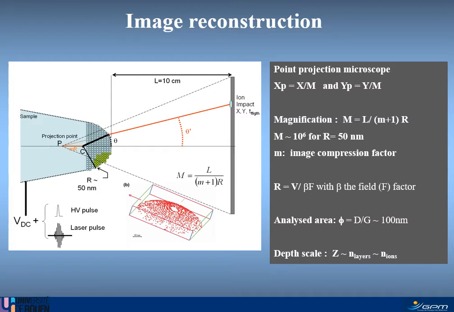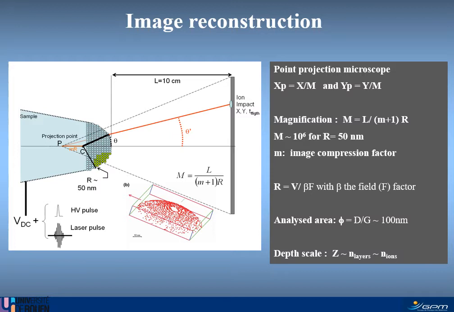So this is the same equation as previously described. And the analyzed area can be calculated also. This is simply the ratio between the size of the detector divided by the magnification. So here G is the same as M. Okay? And so you can have something close to 100 nanometers.